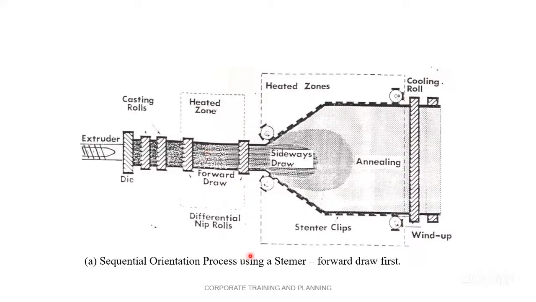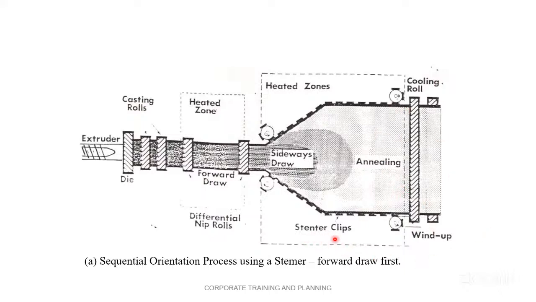This is the sequential orientation process. See, this is the orientation. Differential nip rolls are there. See here, forward draw, heated zone. After coming, again a heated zone here. Then again a heated zone next. Second heated zone. And if you see here, annealing takes place, friend. Annealing. It's a draw down. It pulls this. What is it doing to this? It is pulling. Right. And here is a wind up unit.